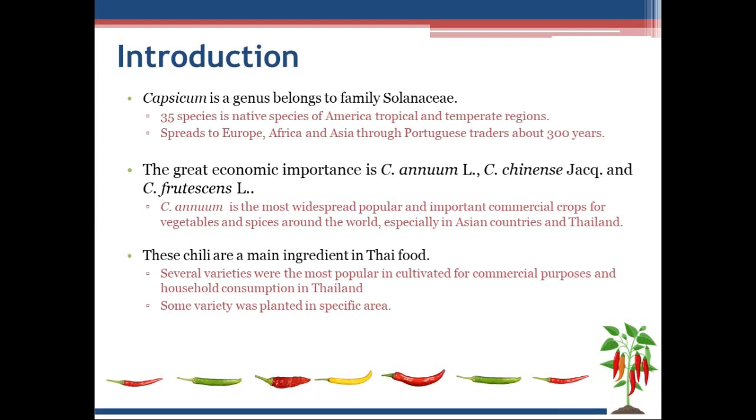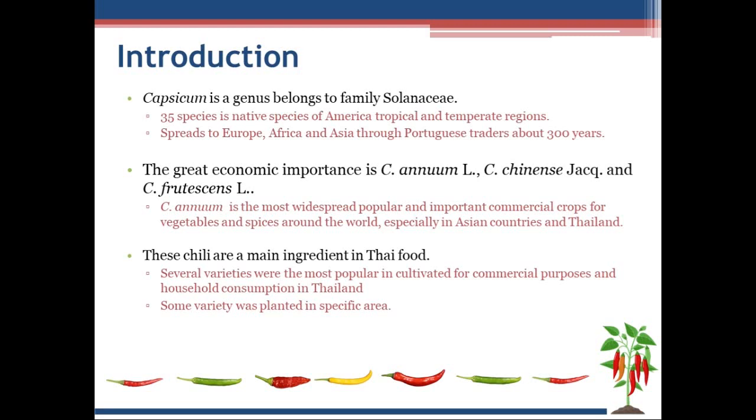35 species are native to the American tropical and temperate regions. Many species of this genus were distributed to Europe, Africa, and Asia through Portuguese traders about 300 years ago. Capsicum annuum, Capsicum sinensis, and Capsicum frutescens are of the greatest economic importance. Capsicum annuum is one of the most popular and important vegetables and spices, especially in Asian countries, and in Thailand it is a main ingredient in Thai food.